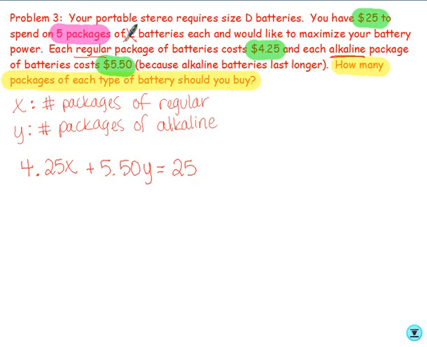That being said, let's write our other equation. We're going to use substitution, so I'm going to write them side by side this time. 5 is obviously the total, so I'm going to put equals 5. So I have number of packages of regular, which is X, plus the number of packages of alkaline, which is Y, equals 5. So X plus Y equals 5.